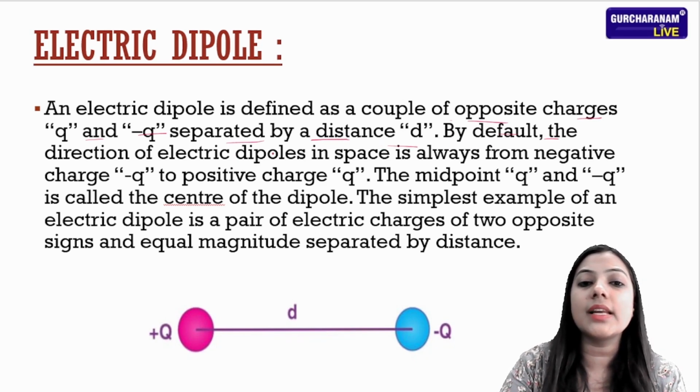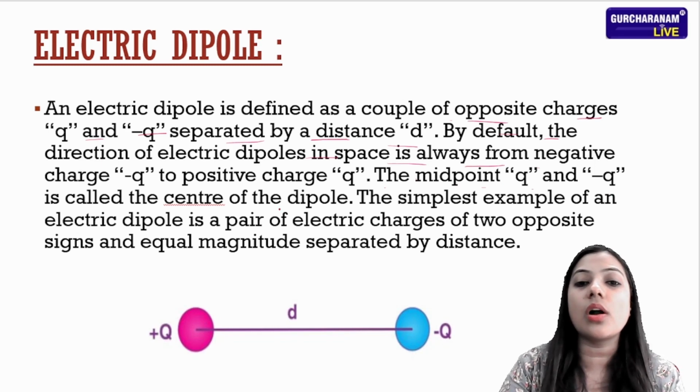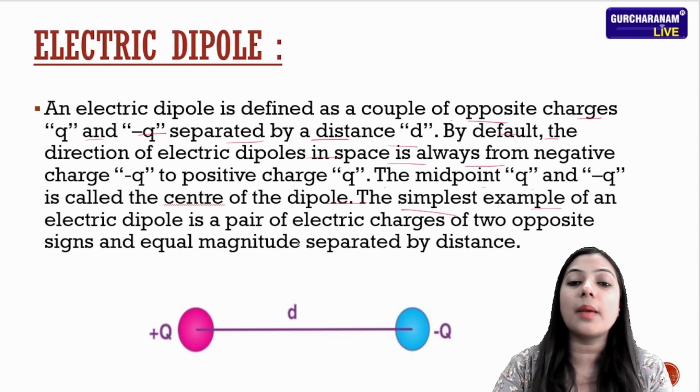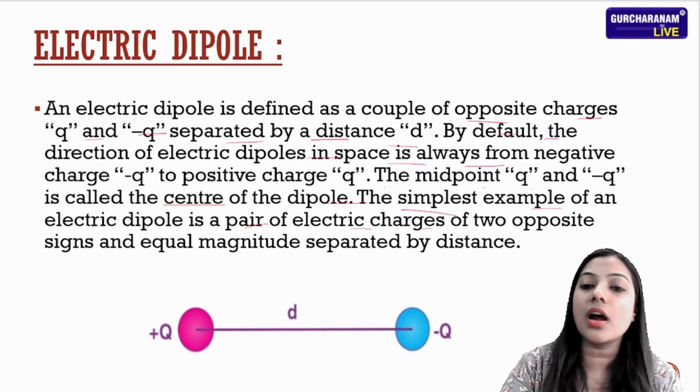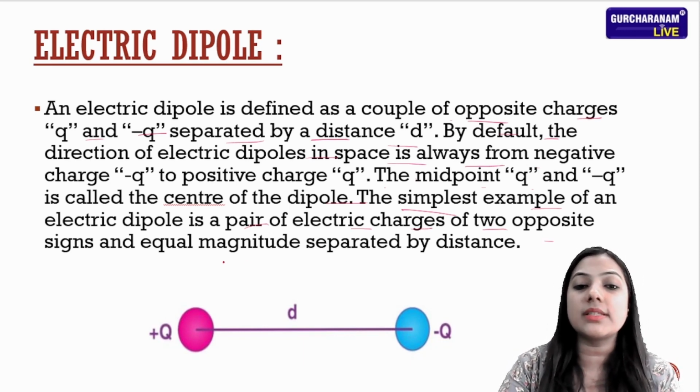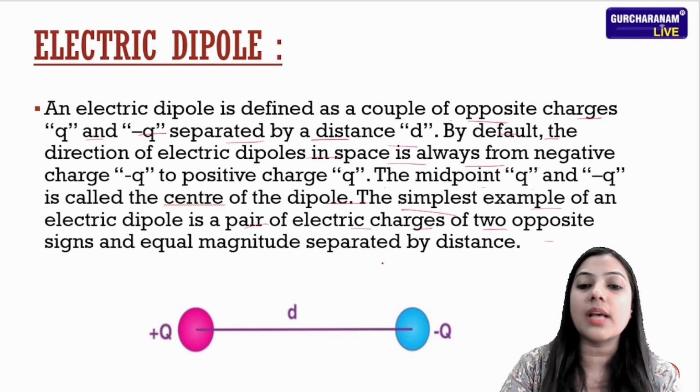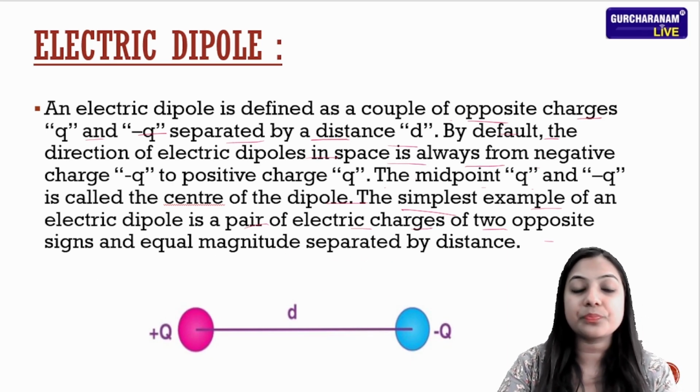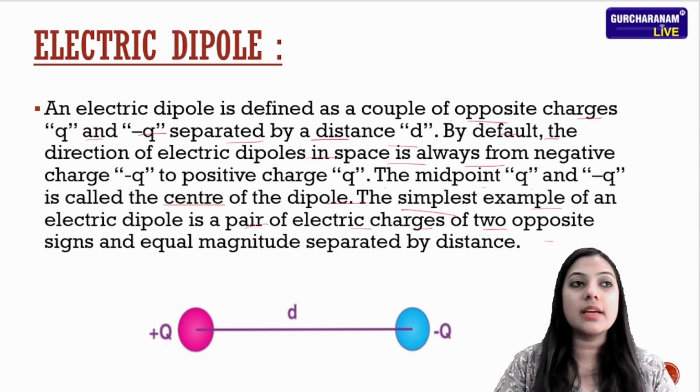By default, the direction of an electric dipole is always from the negative to the positive charge. The midpoint of q and minus q is called the center of the dipole. The simplest example of an electric dipole is a pair of electric charges of two opposite signs and equal magnitude separated by a distance d. So the basic and simple definition is that an electric dipole is a couple of opposite charges.